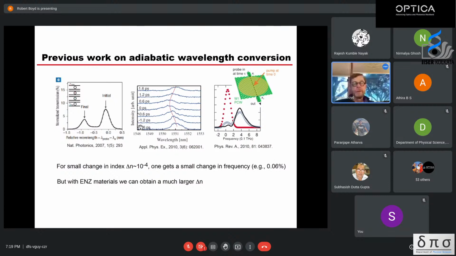Just to give credit where it's deserved, there was previous work on adiabatic wavelength conversion from these references here. They were using a change in refractive index of maybe 10 to the minus 4, and they got a change in frequency of 0.06% of the carrier wave frequency. Now, our ENZ materials can obtain a much larger value of delta N, which suggests that we can get a much larger change in frequency.